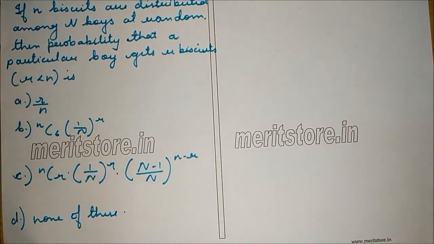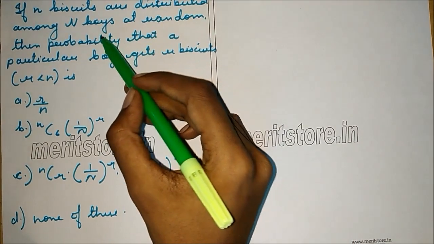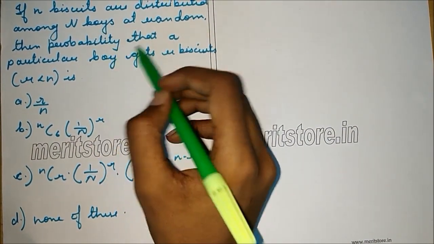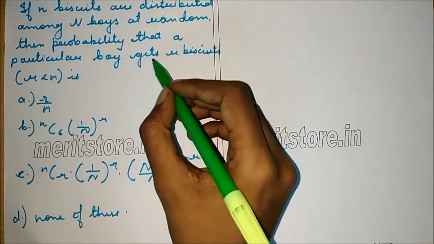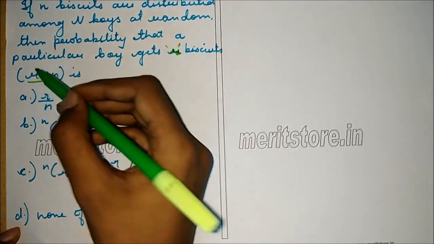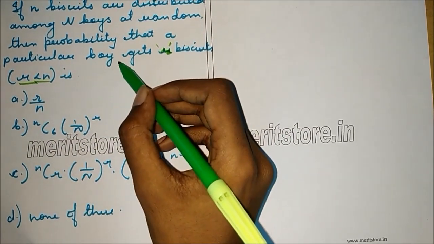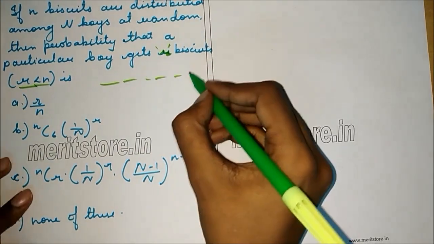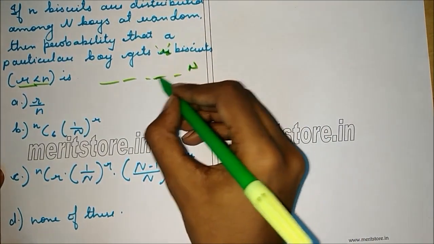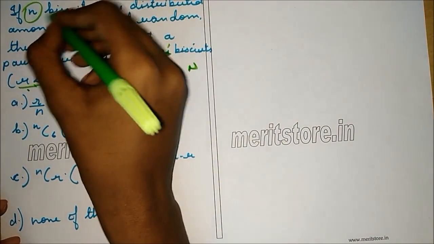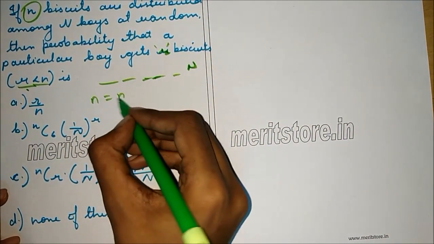Next question is, if n biscuits are distributed among N boys at random, then the probability that a particular boy gets r number of biscuits is, where r is less than n. So we have to find the probability that a boy in a group of n gets r number of biscuits. So the number of trials, that is the number of biscuits, is n.